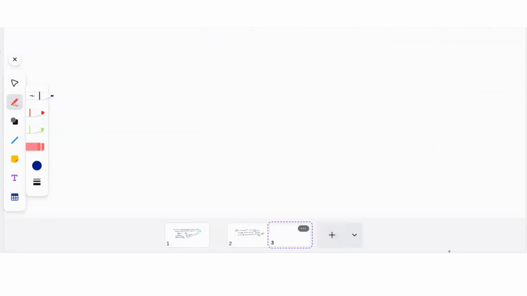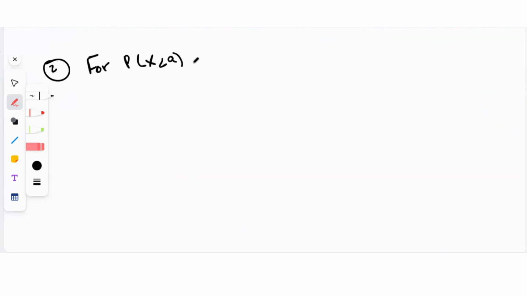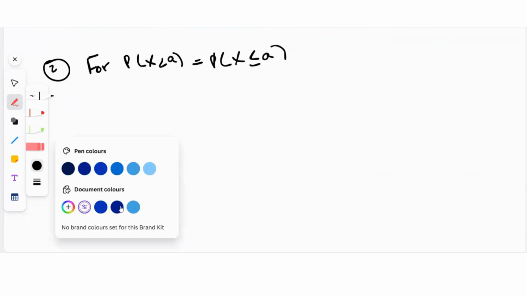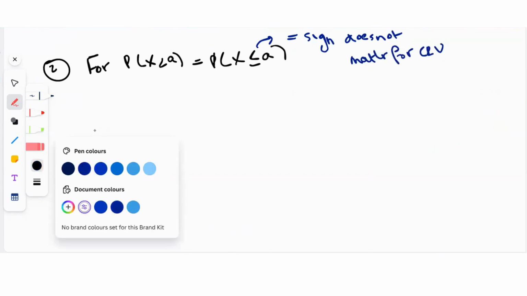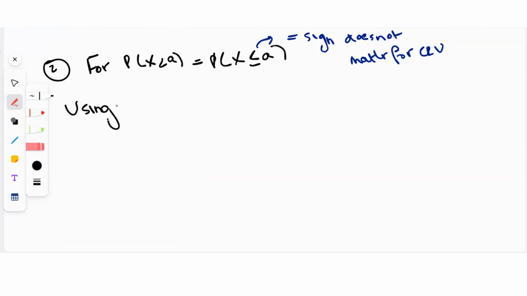So then, moving forward, secondly, what if we want the probability X is less than a, which is the same as the probability X is less than or equal to a, because like we said, the equal to sign does not matter for continuous random variables. It doesn't matter whether you have an equal to sign or not. Again, you can find this using PDF or using CDF.